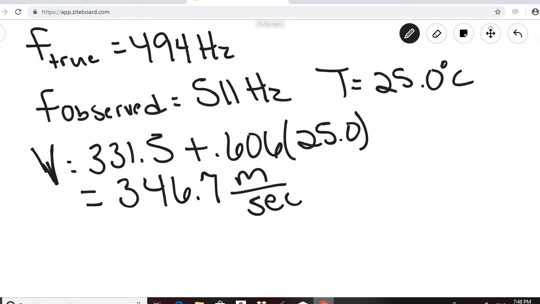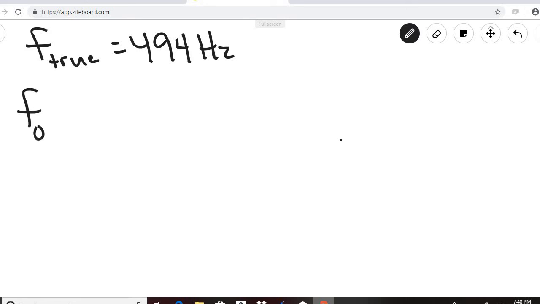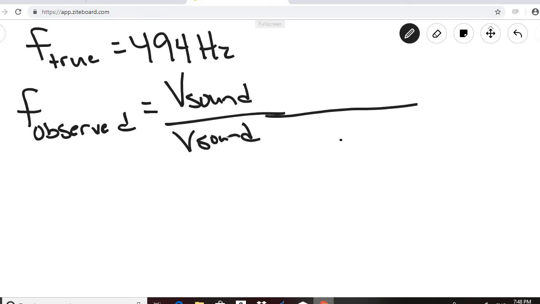Okay, so the woman is moving toward the factory. That means the sound waves are going to be bunched up in front of her, so she's going to hear a higher frequency than the true frequency. When we look at our equation, the frequency observed is equal to the velocity of the sound divided by the velocity of the sound plus or minus the velocity of the observer, and the velocity plus or minus the velocity of the source.